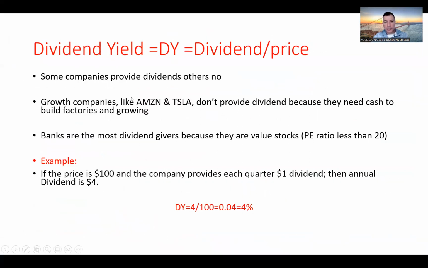Dividend yield is simple. You divide the company's dividend dollars by the price of the company. If the price is $100 for the company and this quarter it pays a $1 dividend, then four quarters will be $4. Then the annual dividend is $4. DY is $4 divided by the price, 4%.